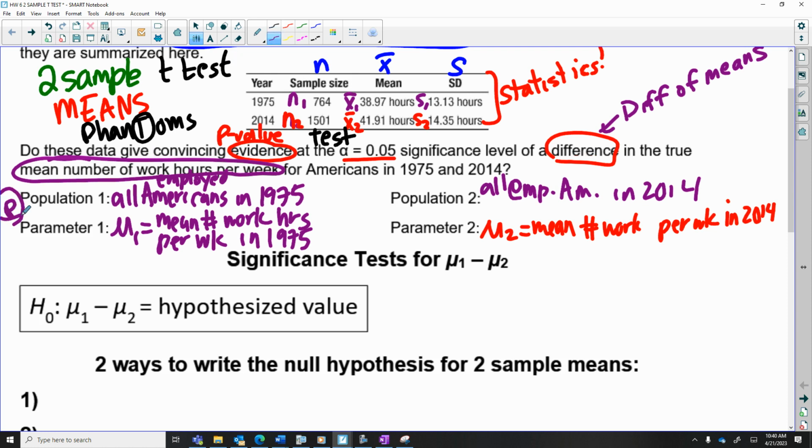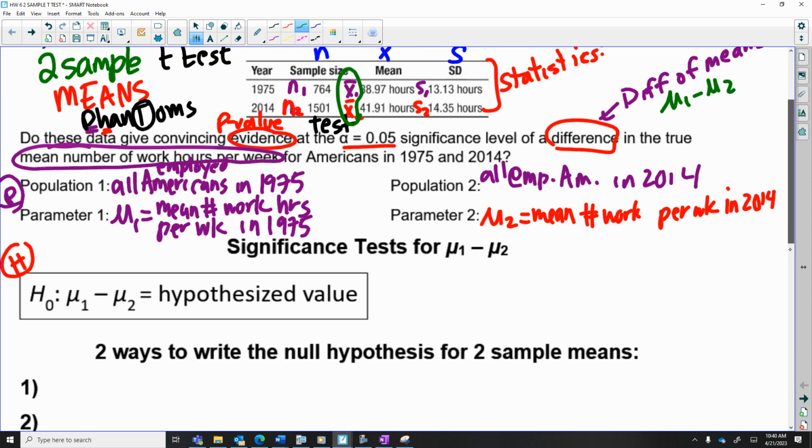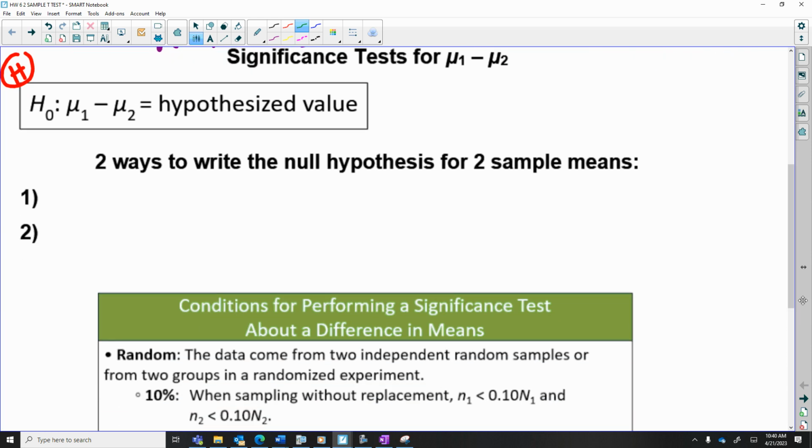That's for PHANTOMS. Remember, P for population and parameter. Now we're going to go to the H step for PHANTOMS, hypotheses. So remember, you're using your sample information, x bar 1 and x bar 2, to generalize about the population means mu1 and mu2, and the difference of the population means. So the null hypothesis, when you write it, you could either write it as mu1 equals mu2, or you could write mu1 minus mu2 equals 0.